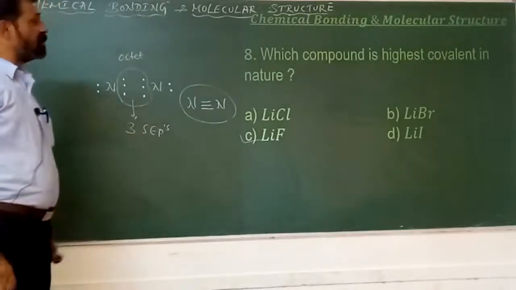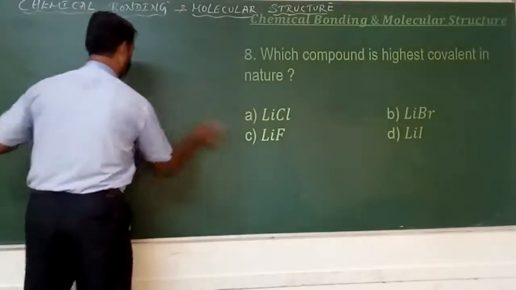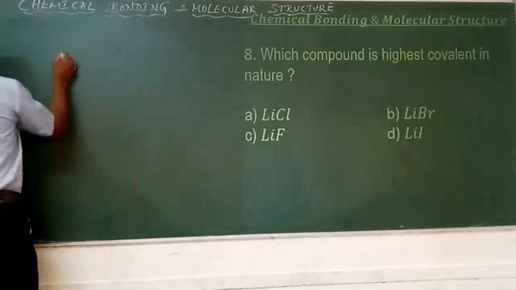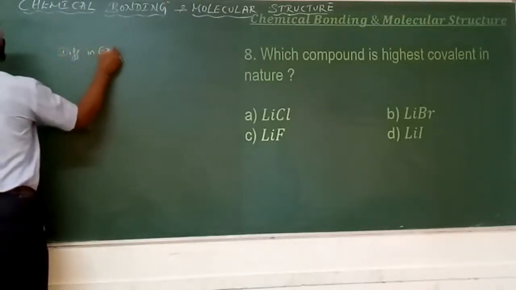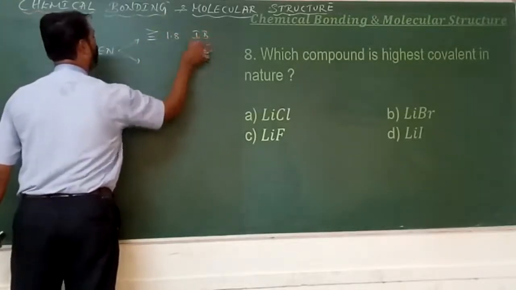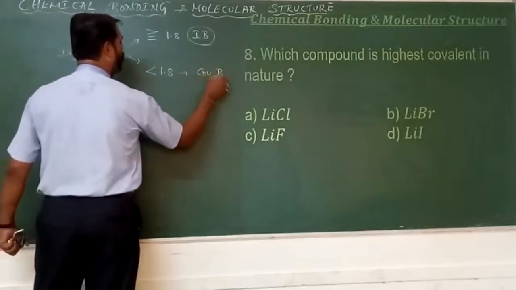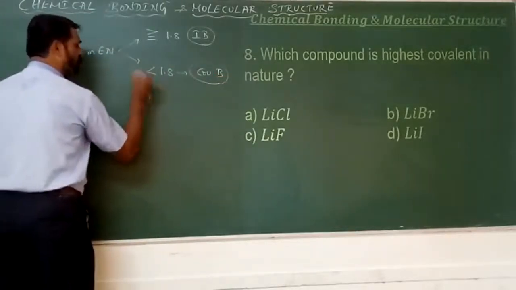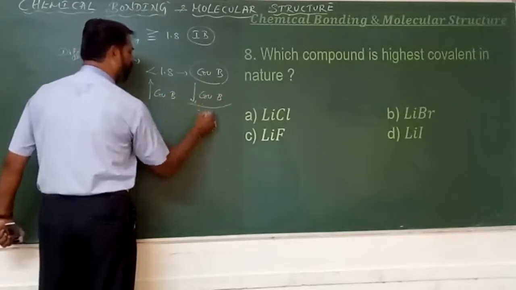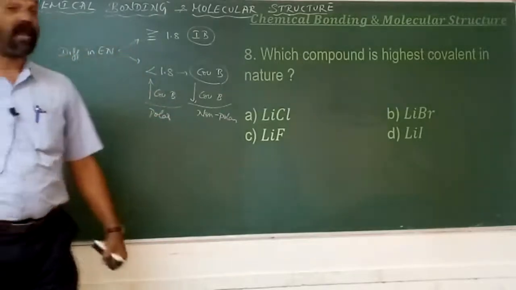Next. Which compound is highest covalent in nature? We know that if the difference in electronegativity is equal to or greater than 1.8, then it is the formation of which bond? Ionic bond. If it is less than 1.8, it is the formation of which bond? Covalent. Again, the higher the difference, the more the ionic character. The lesser the difference, the more the covalent character. And this almost leads to non-polar nature, and this leads to polar nature.